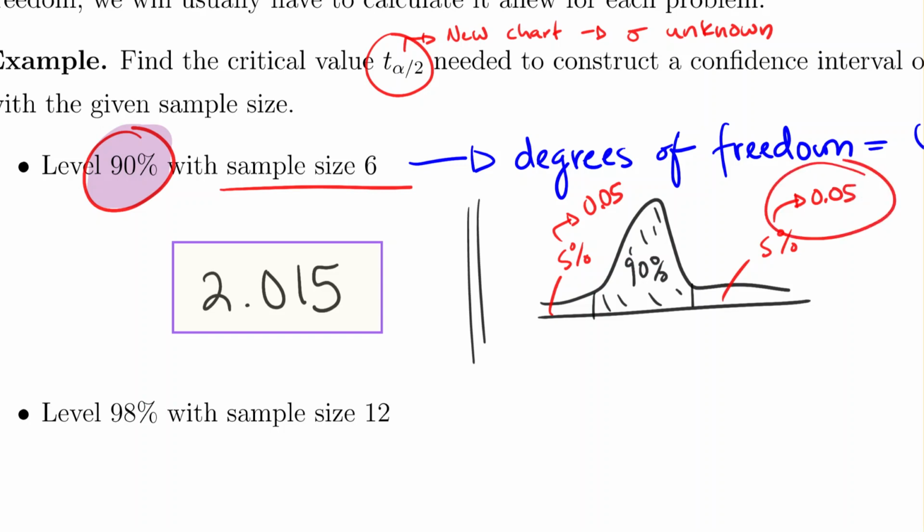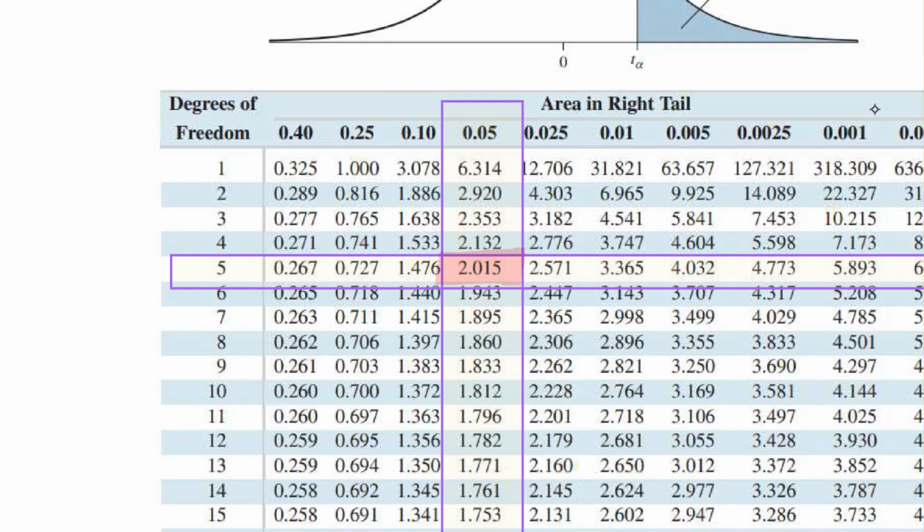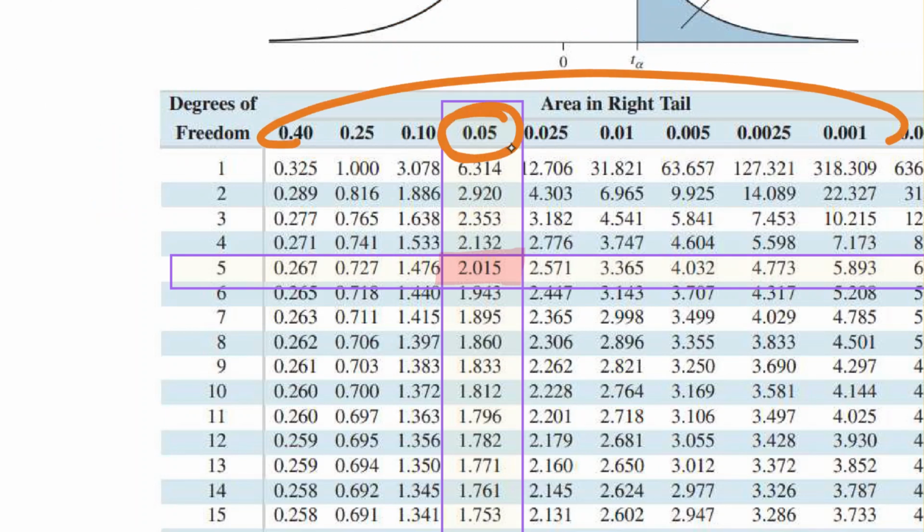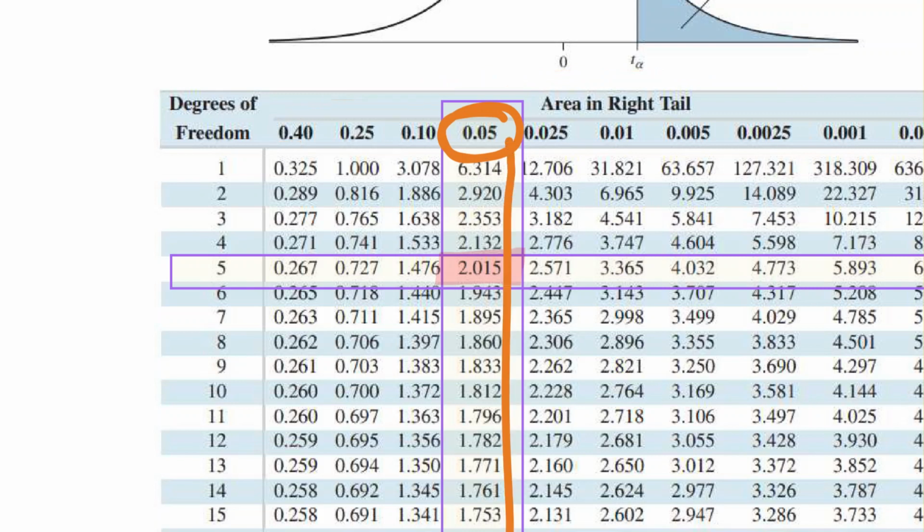Now looking back at the chart, we see the top portion is area right of the tail. Well, our area to the right of the tail is 0.05, so that would give us this exact same column. So whether you like to find the column based on the confidence level percentage or the area to the right, realize they're the same thing. You might prefer one way or the other. Go with whichever method makes most sense to you.